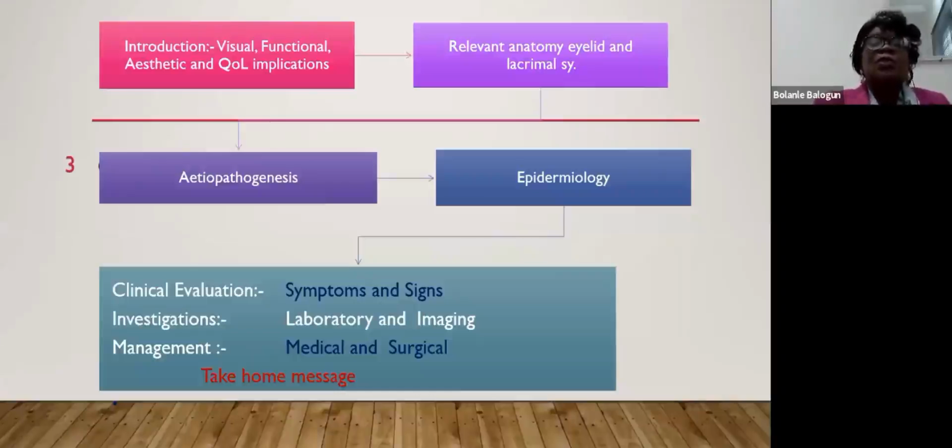Yes, thank you. So I'll start by talking about the visual implication, the functional implication, aesthetics, and quality of life of the patient, like I already said. I'll talk a bit about the relevant anatomy of the eyelid and the lacrimal system. I'll give a bit of information on the etiopathogenesis of these injuries, and a little information on the epidemiology, because I'm sure Professor Adepoju will go to town with that. We'll talk about the clinical features and management generally.